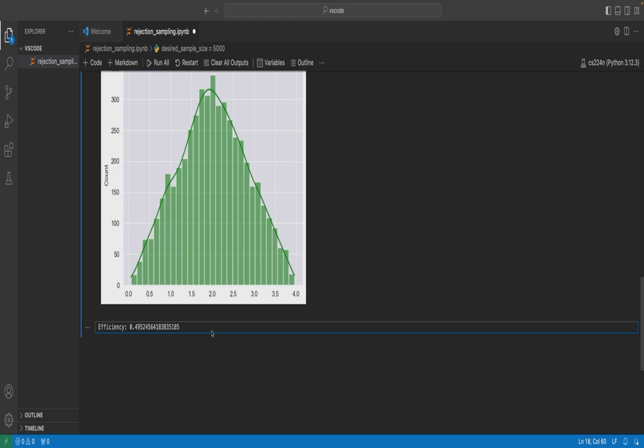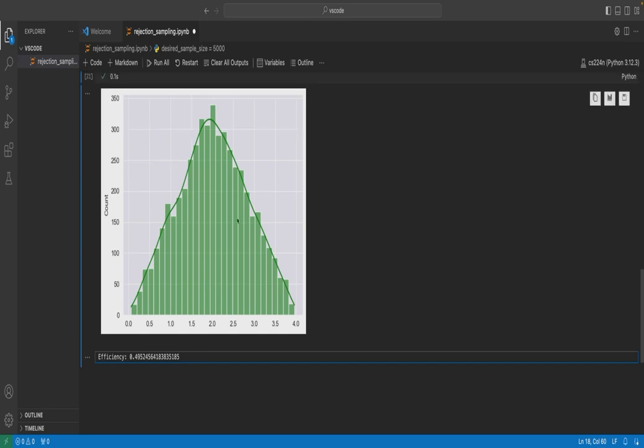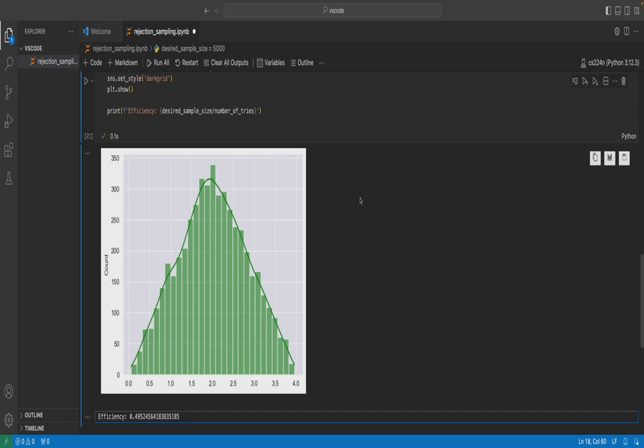That can be improved by using an h of x that is closer in shape to f of y. We're just using the uniform, which is clearly not as efficient as it should be, or as it could be, if we were to choose a different h of x. But maybe you'd have better luck or better efficiency sampling from a normal distribution.